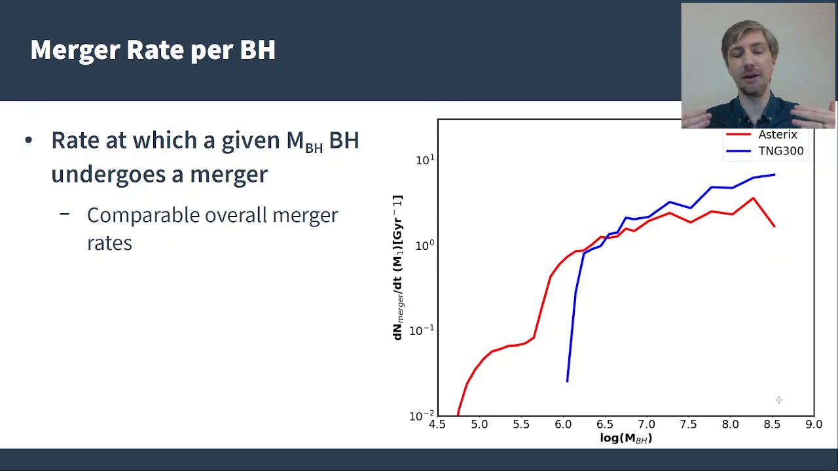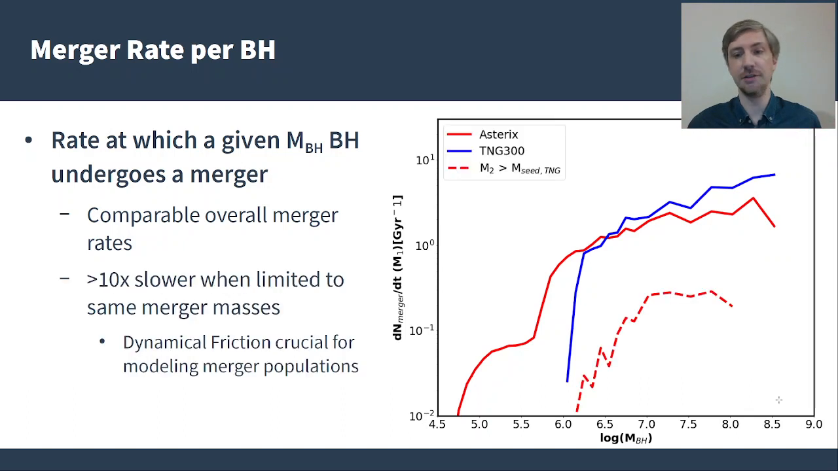So again, we want to consider if we restrict ourselves only to the mergers that would be resolved in both simulations. We can see that in this dashed line, where in fact Asterix has an order of magnitude fewer mergers than TNG had. So again, this dynamical friction is really slowing down the rate at which we're bringing black holes together, and so we end up with far fewer mergers involved.